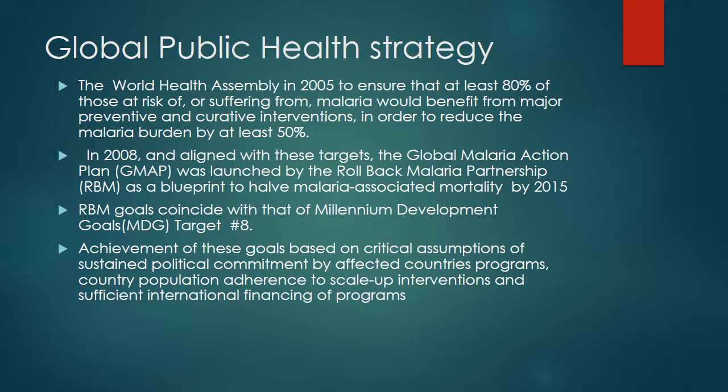Global public health strategy. The World Health Assembly in 2005 aimed at ensuring that at least 80% of those at risk of or suffering from malaria would benefit from major preventive and curative interventions in order to reduce the malaria burden by at least 50%. In 2008, aligned with these targets, the Global Malaria Action Plan was launched by the Roll Back Malaria Partnership as a blueprint to halve malaria-associated mortality by 2015.